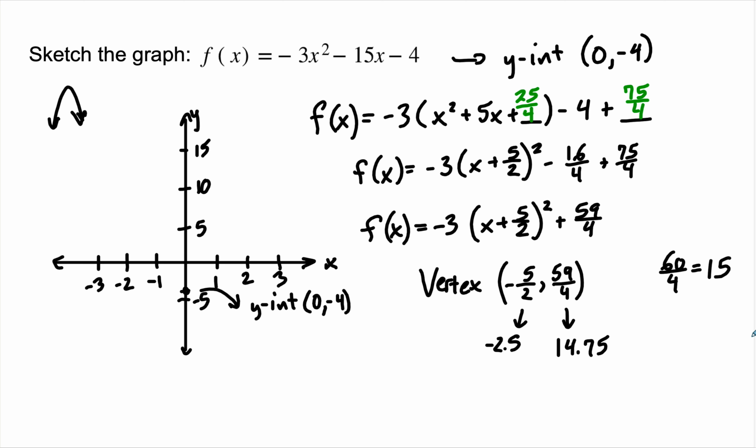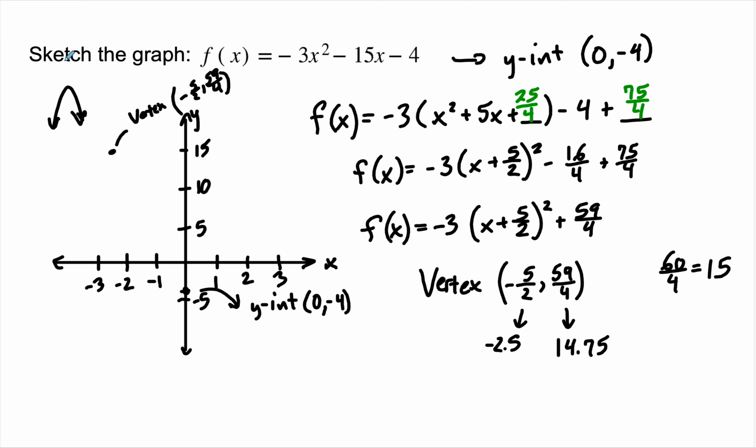And now I want to put my vertex here. So I have negative 2.5 and then about 14.75, so almost at 15. In fact, let's do it just a little bit higher. It's almost right at 15. Let's go ahead and mark it. This is our vertex, and that's going to be negative 5 over 2, 59 over 4. And so now I can draw my parabola.